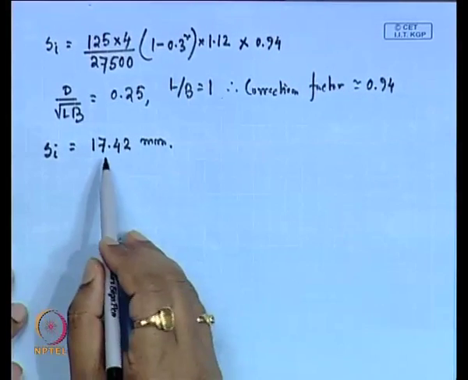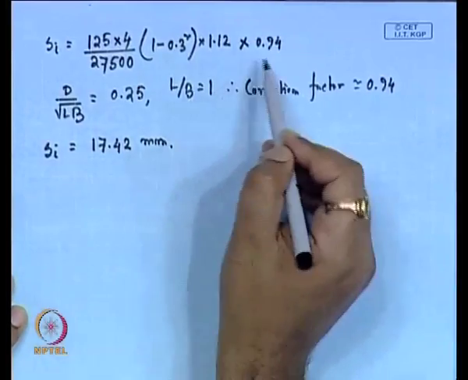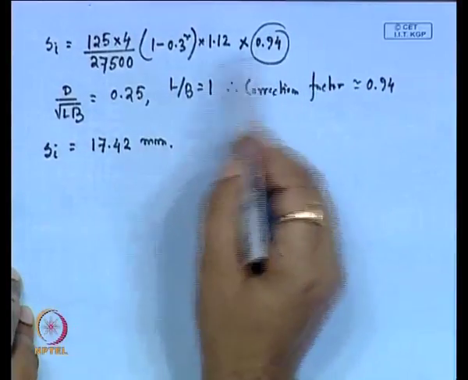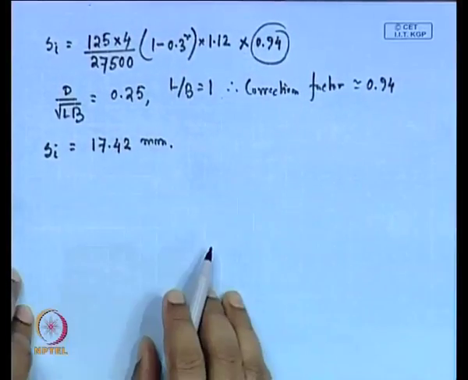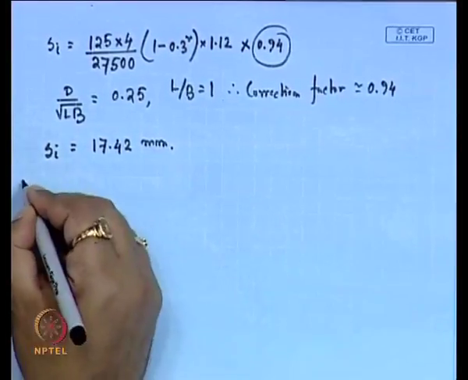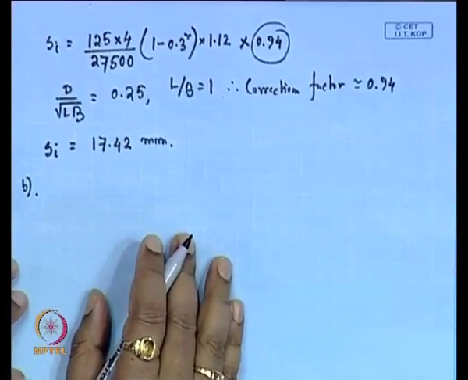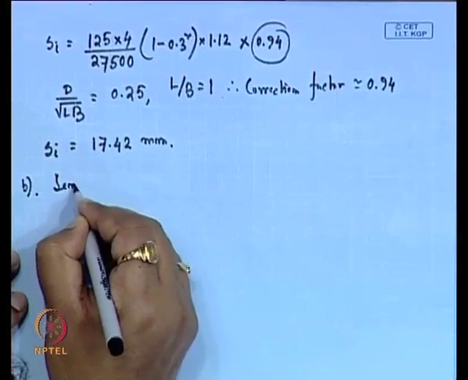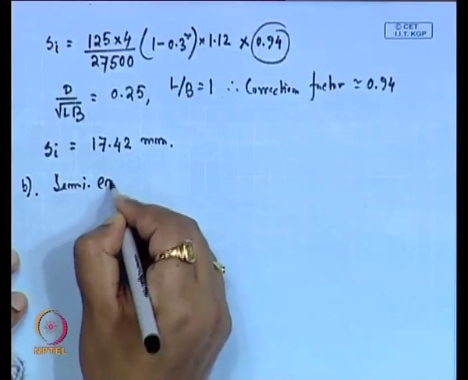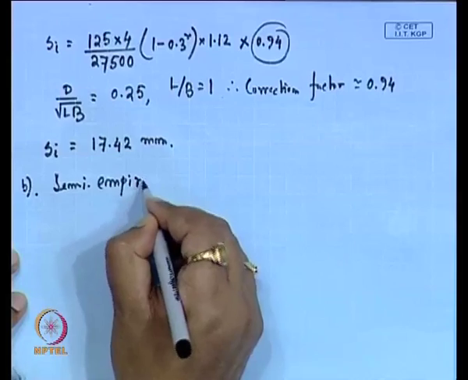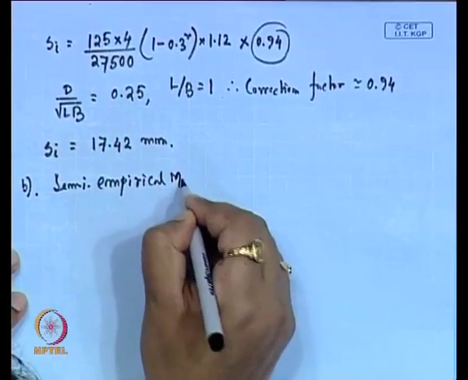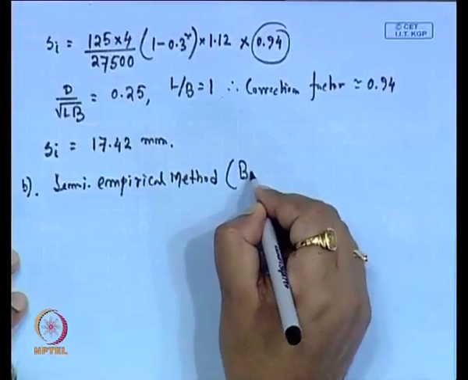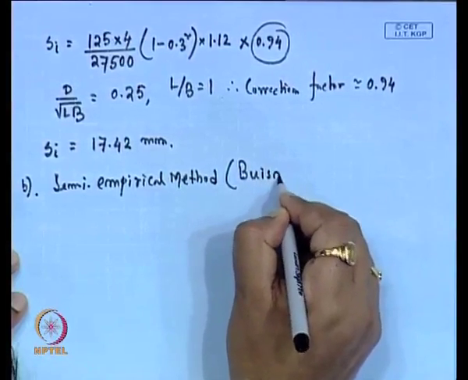Now, this settlement is coming 17.42 after the correction, because we have applied the correction factor. So, this will come 17.42 millimeter. Now, the next method is the semi empirical method. I will use the same problem with the semi empirical method.